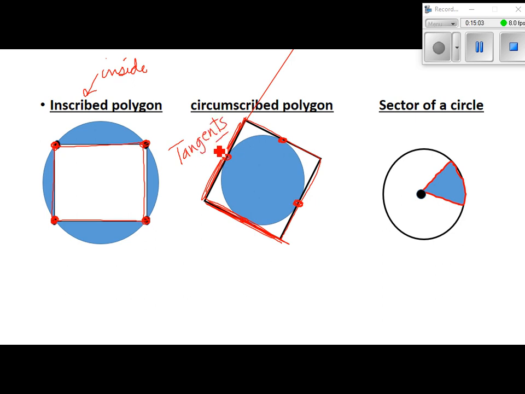I should have said this on the last slide. Don't get tangent of a circle confused with sine, cosine, and tangent. Two completely different things. All right, so this is tangent of a circle. Sine, cosine, and tangent are trig ratios. Don't get them confused. Sector of a circle is like a piece of the pie. So if we want just a sector of a circle, you want a section of that circle. So it's almost a triangle, but it's got this rounded edge. That's a sector of a circle.